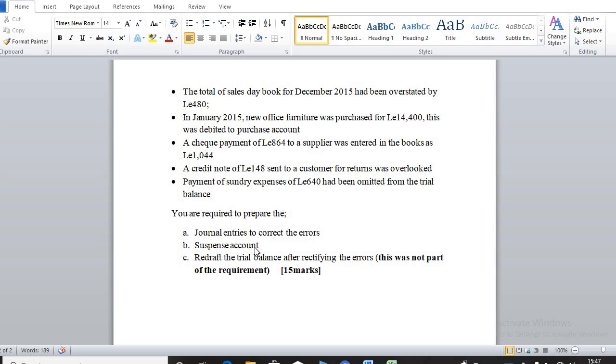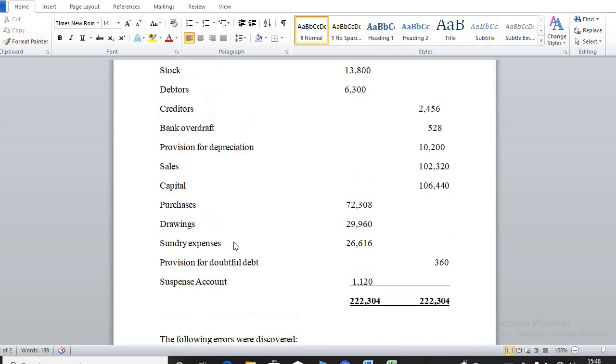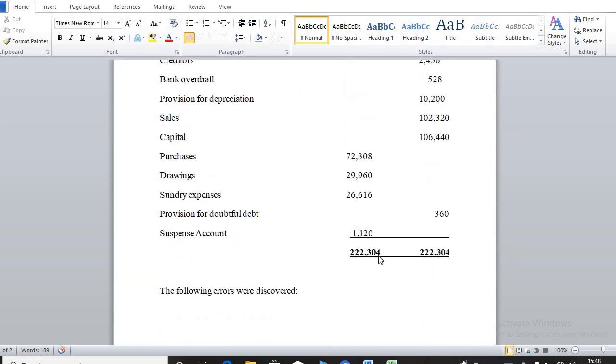When we say suspense account, a suspense account is a temporary account used to hold any temporary differences that arise in our books pending investigation. If you look at this trial balance, you could see that there was a difference of 1120 at the debit side of the trial balance. So we use a suspense account to cater for that difference, temporarily, pending an investigation.